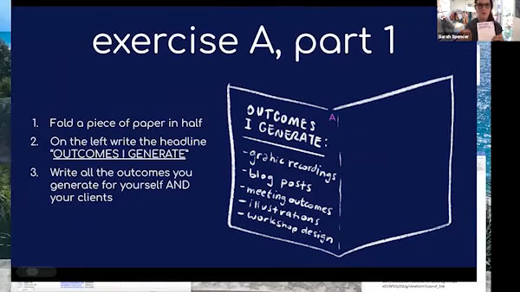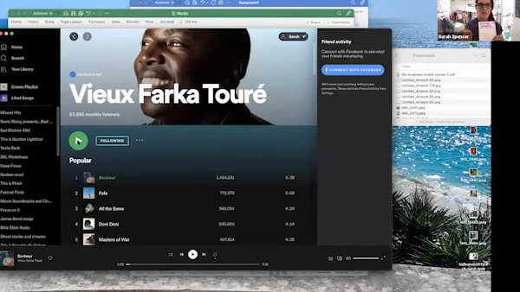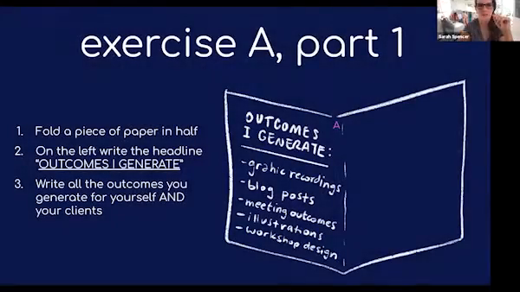So I'm going to play, hopefully this will work, some music for a moment, for 1.5 minutes, and write down the outcomes that you generate. Okay, very good.